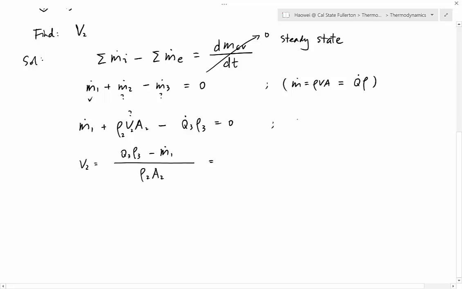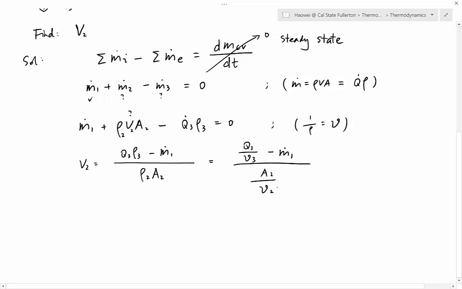What do we deal with? We deal with the inverse of density. Inverse of density is specific volume, nu. So now we rewrite rho 2 and rho 3 in this equation. So it becomes Q3 over nu 3 minus m dot 1 divided by A2 over nu 2.